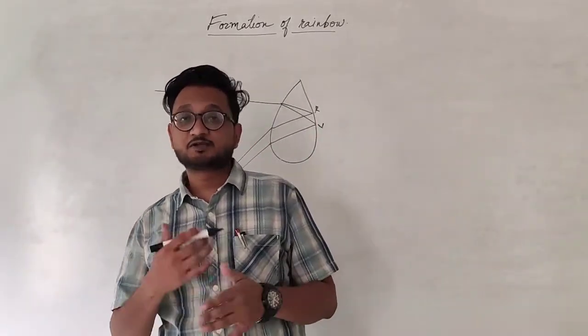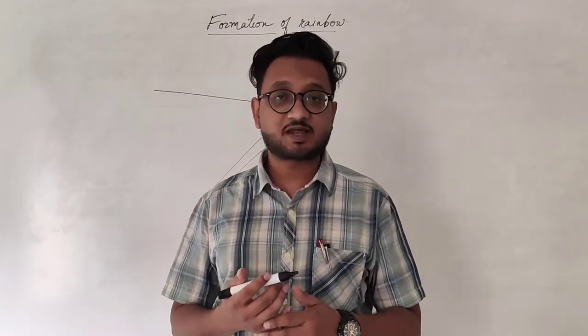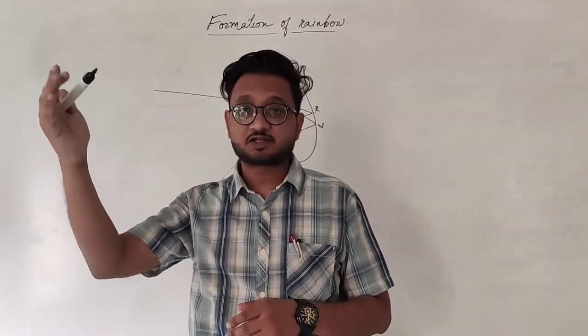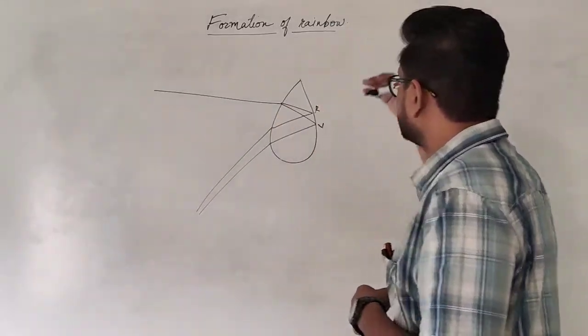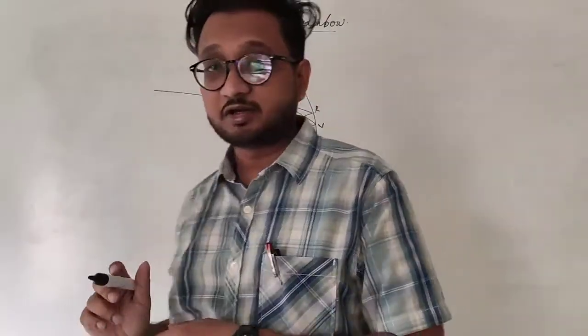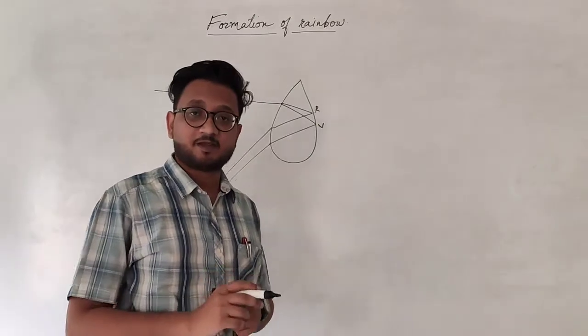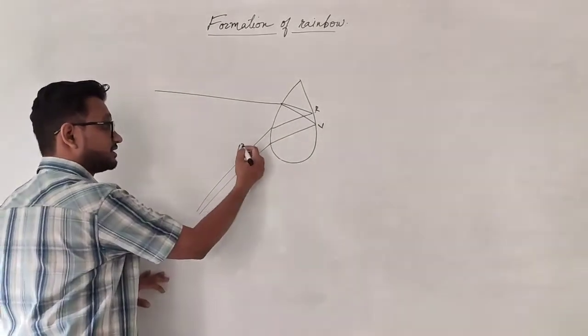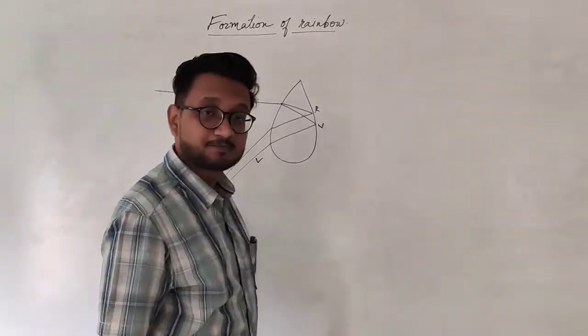And usually the rainbow is in the opposite direction of the sun. So if you are having the sun in this direction, stand opposite to it, and from this side you will be able to see the rainbow, okay. Rainbow is always formed in the opposite direction, this being the red color and this being the violet color.